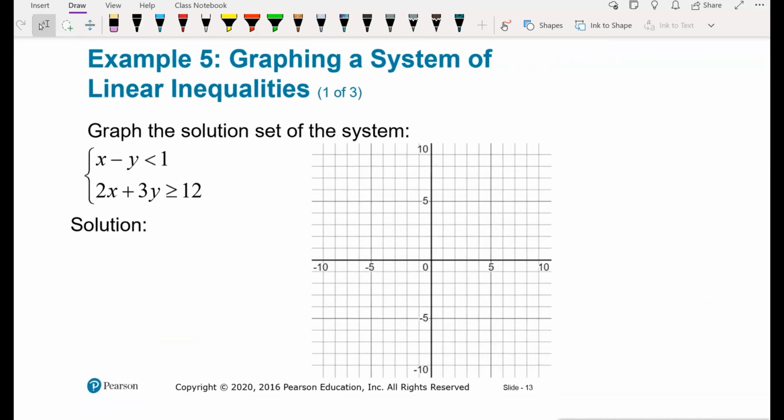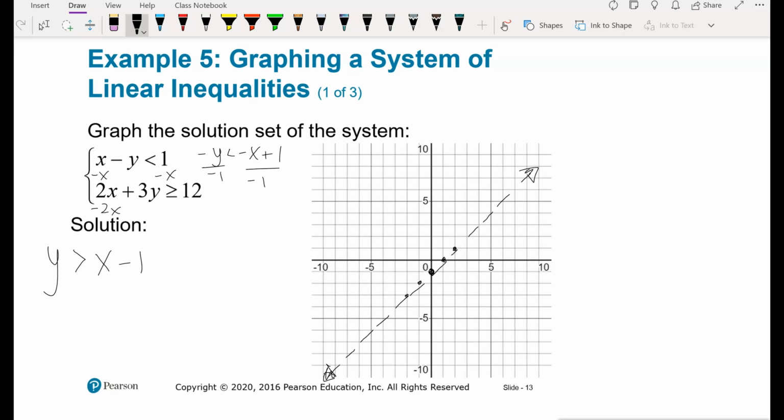Okay, x minus y is less than 1. So we're going to subtract x, so negative y is less than negative x. Then divide by negative 1, which changes your inequality and changes your signs. So y is greater than x, positive x, minus 1. Negative 1 is our intercept, and then we're up 1 over 1, up 1 over 1, down 1 over 1, down 1 over 1. And it's going to be a dotted line because it's not an equal to equation.